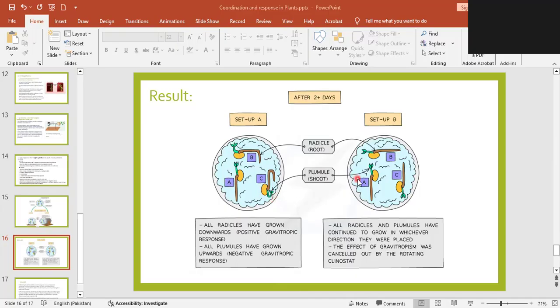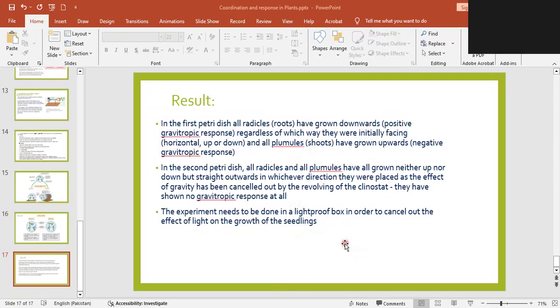Okay. In the setup B, we were rotating it. So the effect of the light and the gravity was cancelling out for all the directions. So there was no change seen. All plumules have grown upward. It has shown us that it was negative gravitropism. Actually, we are studying gravitropism. In the first experiment, we studied phototropism. In the second one, we are now studying gravitropism. Okay, in this one, what does it say? All radicles and plumules have continued to grow in whichever direction they were placed. The effect of gravitropism was cancelled out by rotating the clinostat. Okay, so this is your result.